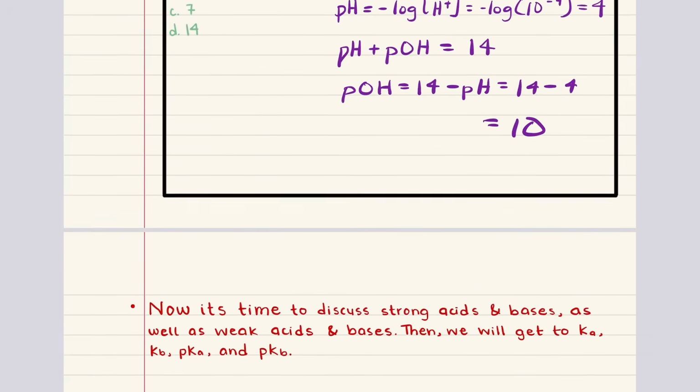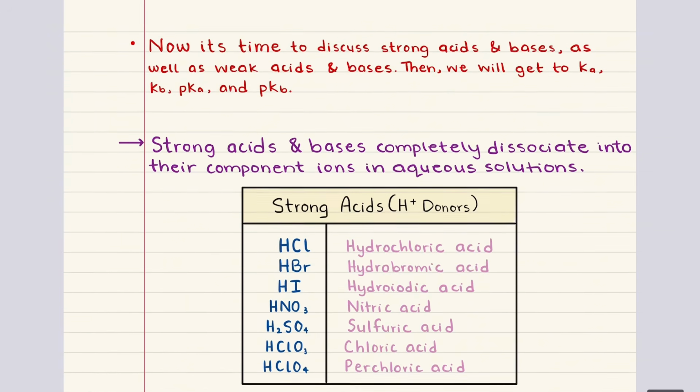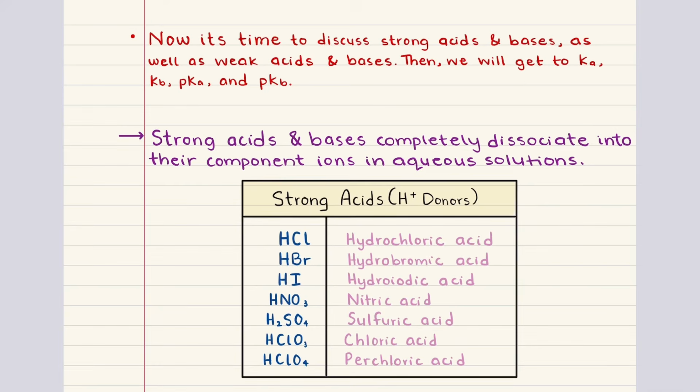Now that we've built a foundation with the different definitions of acids and bases, and we've talked about autoionization, let's turn to our next big topic, which is learning how to identify strong acids and strong bases. When we say an acid or a base is strong, what we mean is that it completely dissociates into ions in water. In other words, every molecule of a strong acid that you put into solution donates its protons, and every molecule of a strong base releases its hydroxide ions.